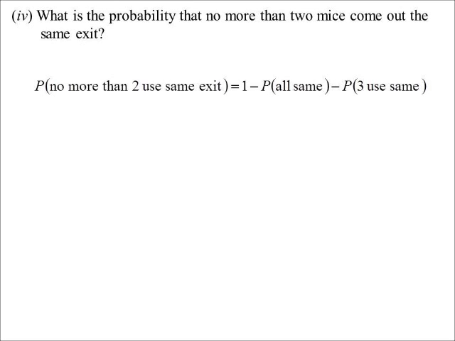Remember, the first question was they all go through the same door. That was 1 in 125. The one we just did was any 3 go through one door and the 4th goes through another one. So I already have those answers. It can save me time in this case by using our complementary events idea. So we get 108 over 125.